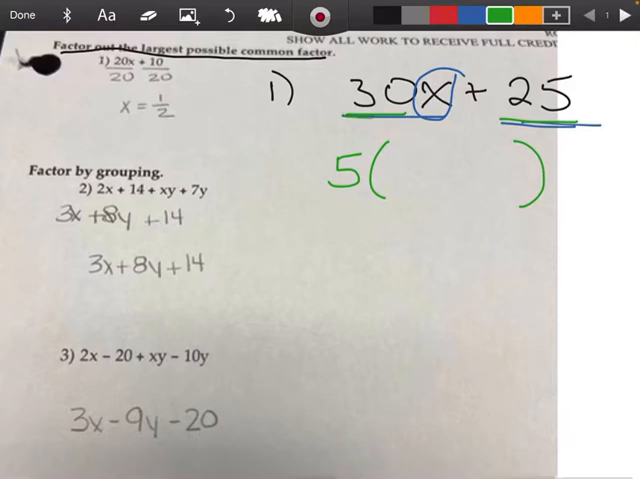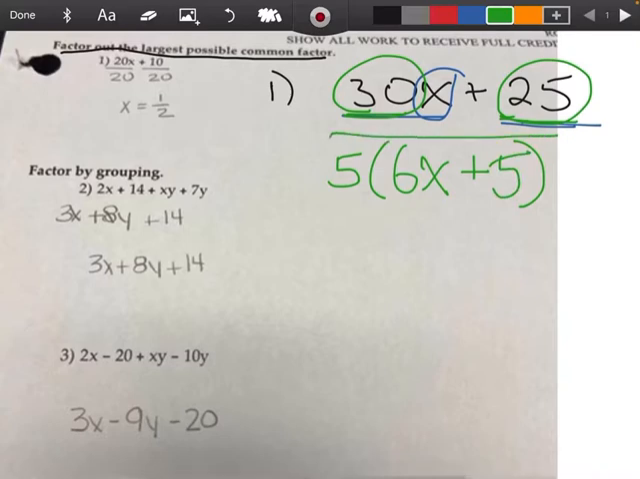Now, what I'm doing is I'm taking these numbers and I'm dividing them by 5. So 5 goes into 30 6 times. There was an x here, so I'm going to keep that x. And then 5 goes into 25 5 times. So this is what I'm trying to do when we're looking at problem number 1, okay?